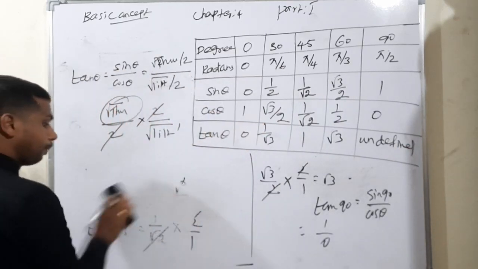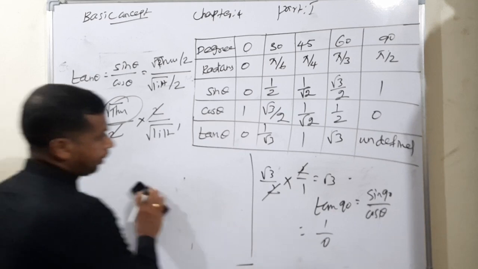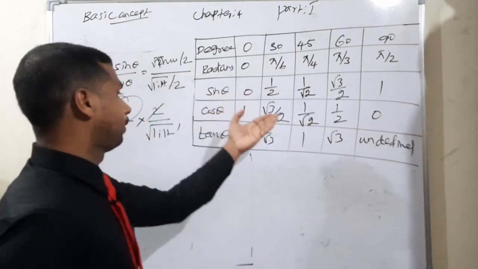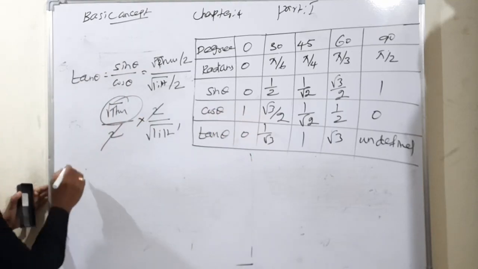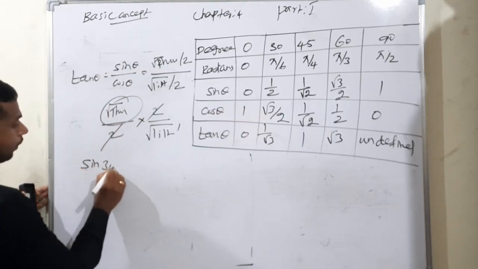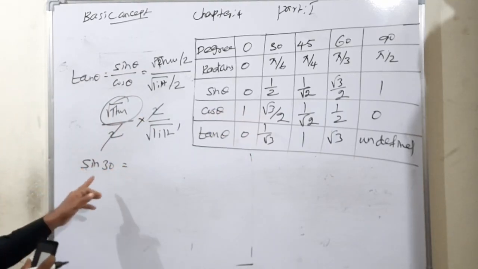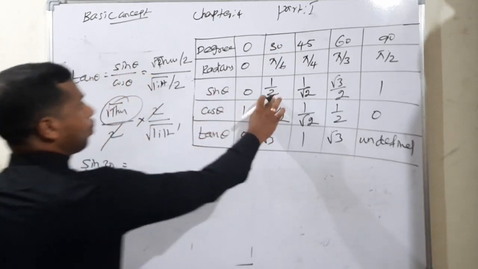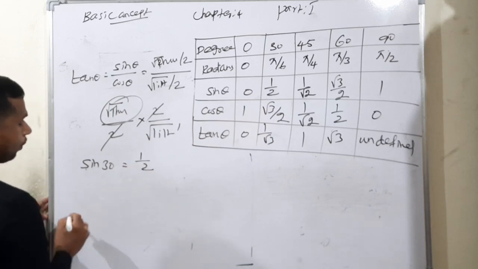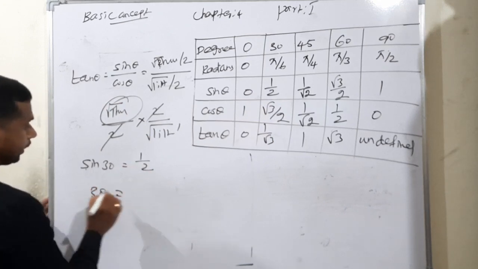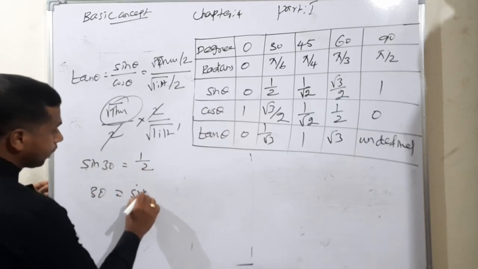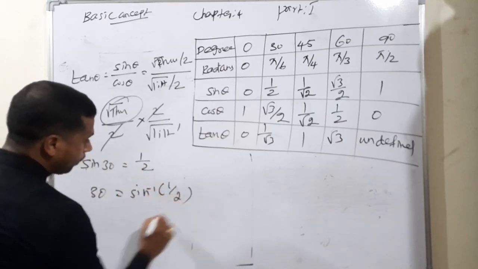This is also an important part. Now I will do some inverse trigonometric functions from this truth table. For example, sin 30 is equal to what? How do we find the value in inverse trigonometric function? Sin 30 is equal to 1 by 2. Therefore, how do we find the sin inverse of 1 by 2? Therefore, 30 is equal to sin inverse of 1 by 2.